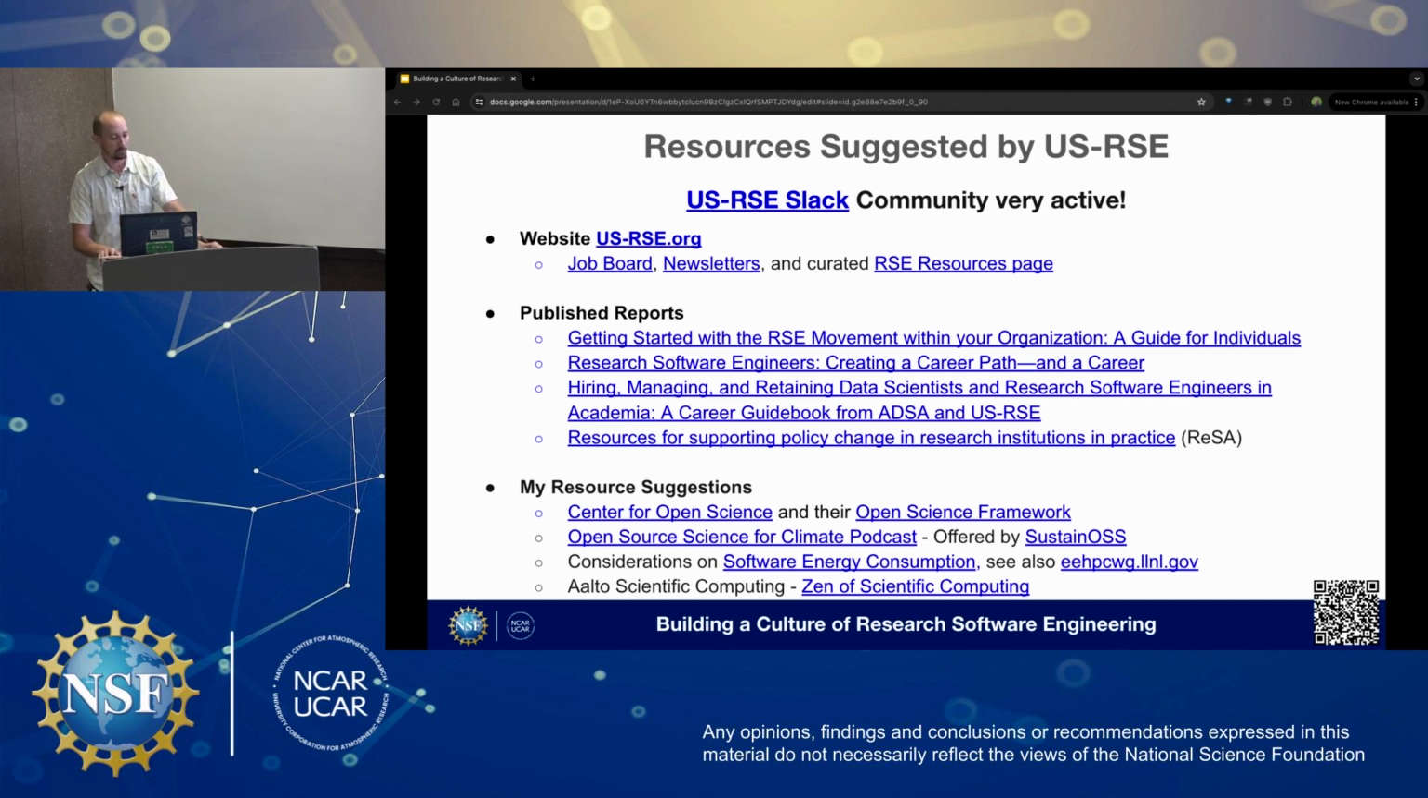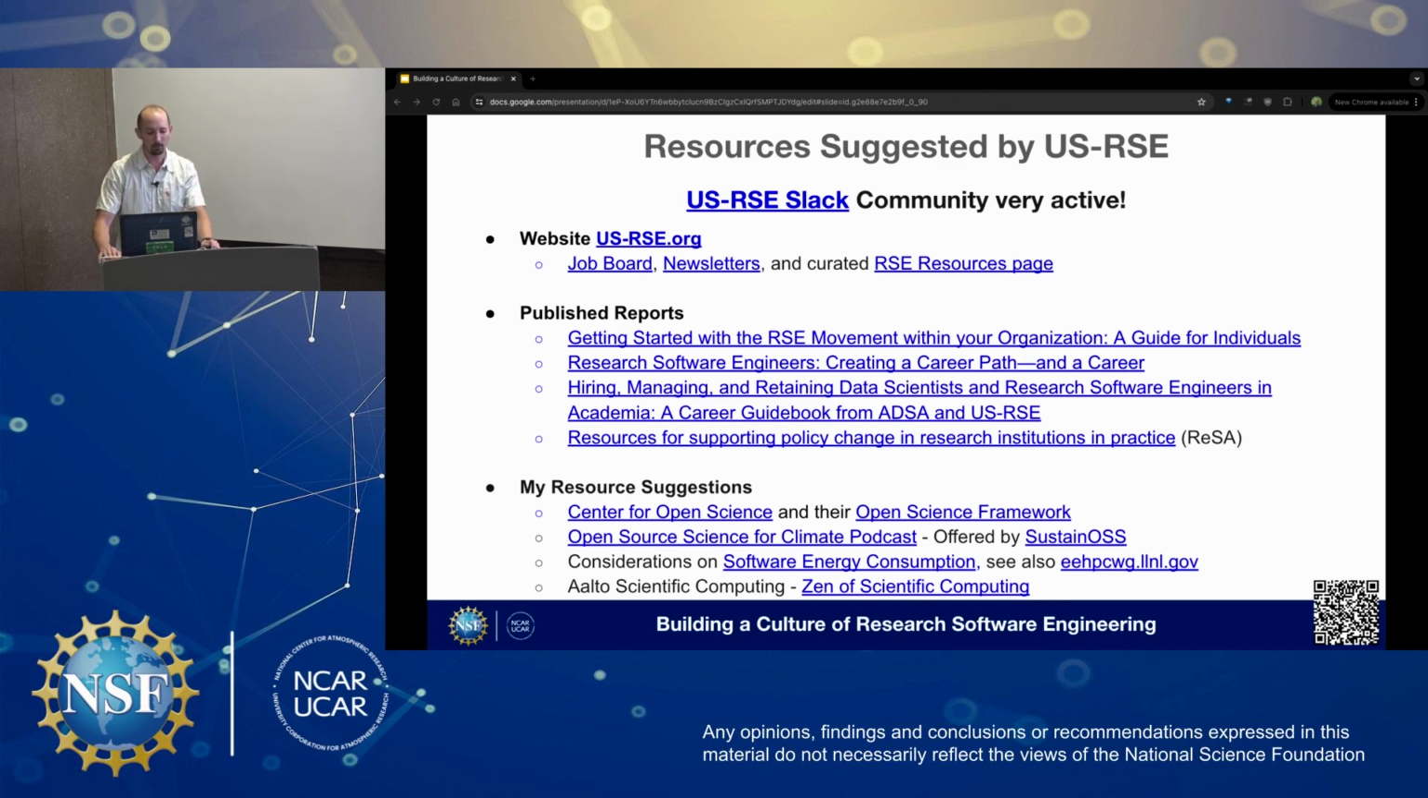Some other additional resources, especially highlighting some of the initiatives in open science. There's the Center for Open Science, COS.io, and their Open Science Framework, which offers some ways to suggest best practices around developing software that is accessible and meeting standards like FAIR that I mentioned earlier. Recently, there was even offered within the USRC Slack the Open Source Science for Climate podcast. It was offered by the Sustain Open Source Science organization.